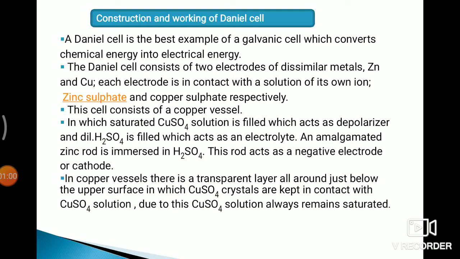The cell consists of the copper sulfate solution and the zinc sulfate solution, in which the saturated copper sulfate solution is filled, which acts as a depolarizer, and dilute H2SO4 is filled, which acts as an electrolyte. In the copper vessel, there is a transparent layer all around just below the upper surface, in which copper sulfate crystals are kept in contact with the copper sulfate solution, and due to this the copper sulfate solution always remains saturated.